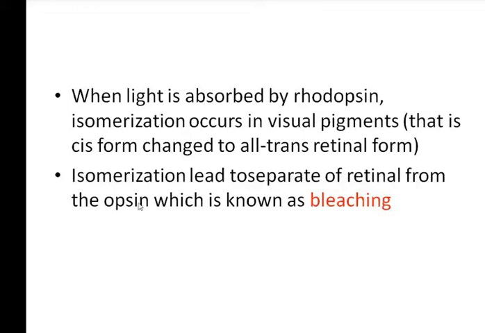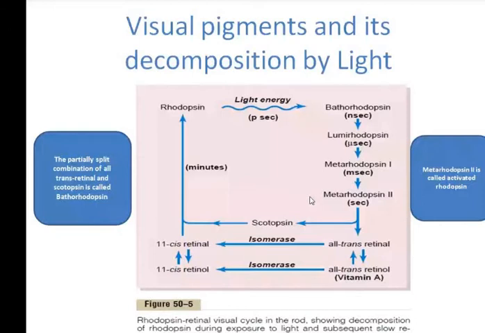If you look further in this diagram, you can also see that bleaching is occurring. This opsin, scotopsin, and this structure are being separated, and this separation is known as bleaching. If the question is about bleaching, then you should say that there is separation of the retinal from the opsin or scotopsin when light strikes. It is due to the cis component of the retinal changing into all-trans retinal. Am I clear? Please let me know. Yes, sir.